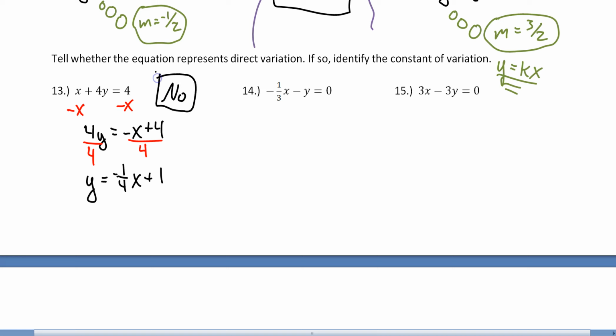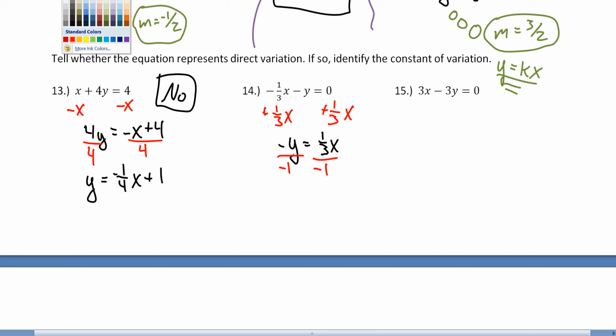It's not direct variation. If I look at the next one, again, same kind of thing. I want to solve for y, so I'm going to go ahead and add that 1/3 x to each side. When I do that, I get a negative y equals 1/3 x. I divide each side by the negative 1 to get y by itself. So I get y equals a negative 1/3 x. And when I look at this, it's in the form y equals mx plus b with a y-intercept of 0, so that means it's direct variation. It's a line that goes through 0, and I can see that it's in the format y equals kx.